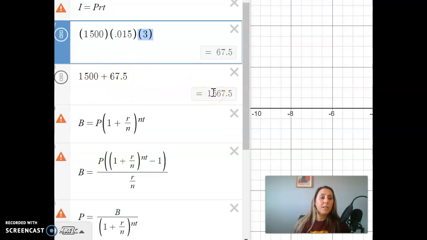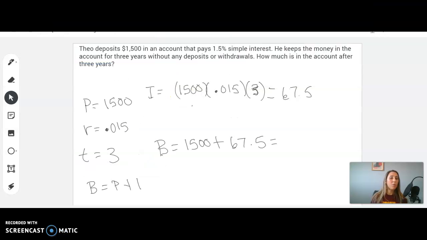Now the one thing that we need to be careful of, so we have 1567.5 is our answer. Okay, so when we write down our final answer, the thing that we need to be most careful of is that 1,500 plus 67.50 is 1,567.50, and we are talking about money, so we need to have that zero at the end. We always want to round to the nearest penny. So this is going to be our final answer.